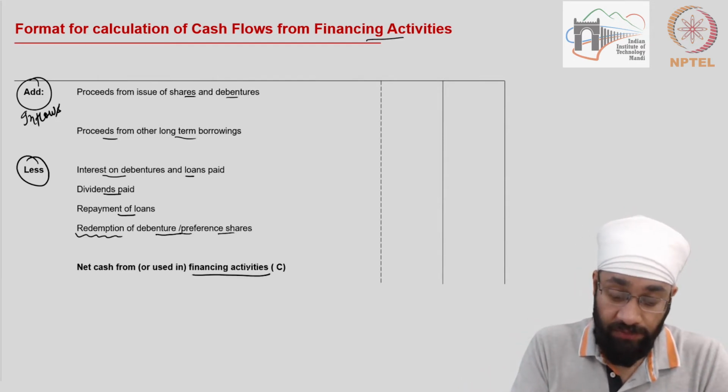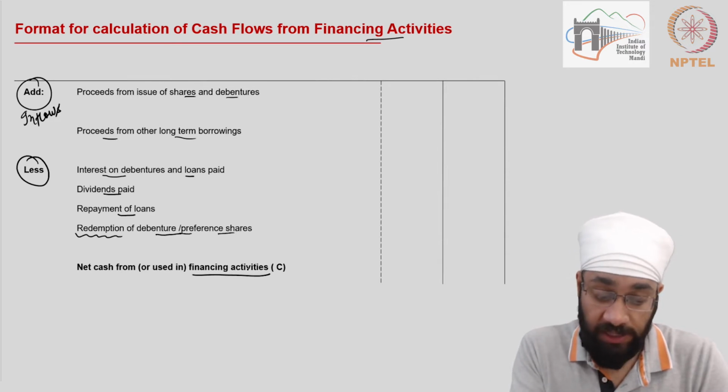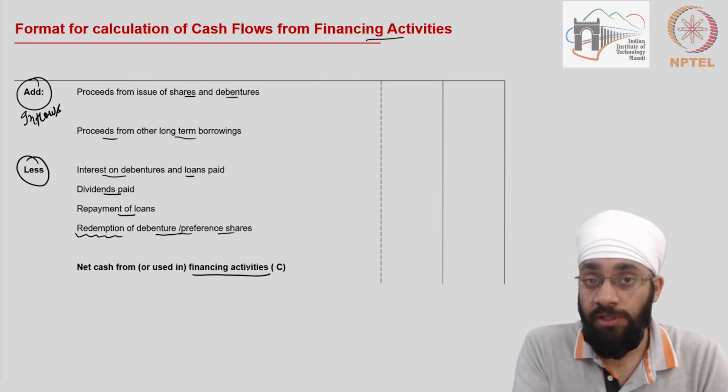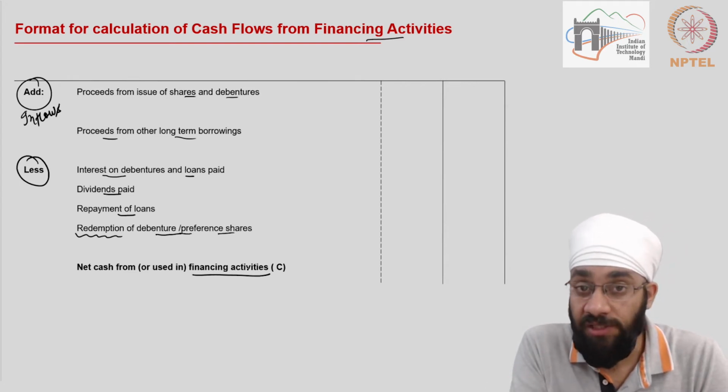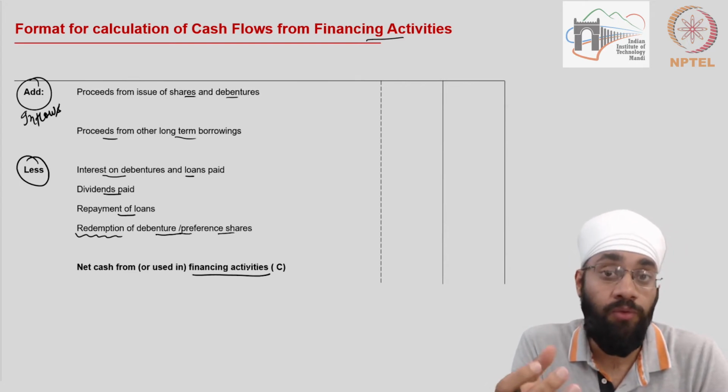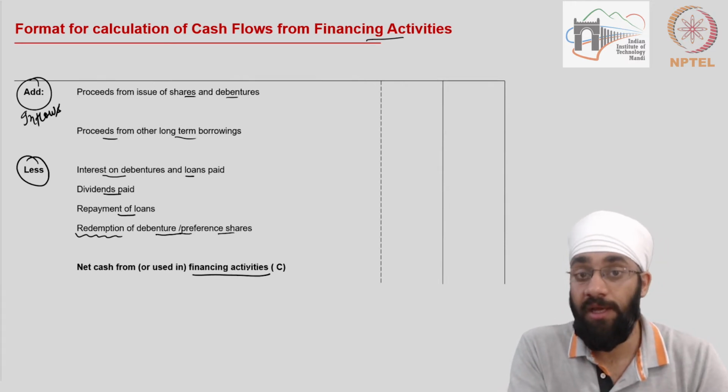And then you figure out the sum of all these activities. There are inflows and outflows. So net, what is the outcome? Are you receiving cash from the financing activities, or are you using cash in the financing activities?